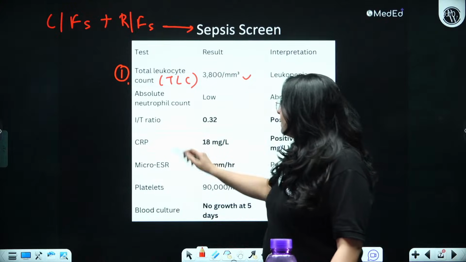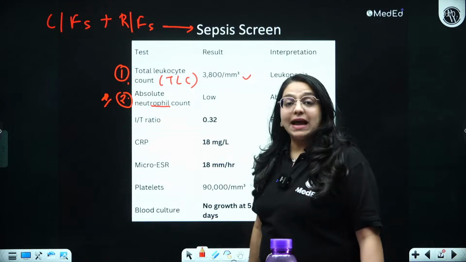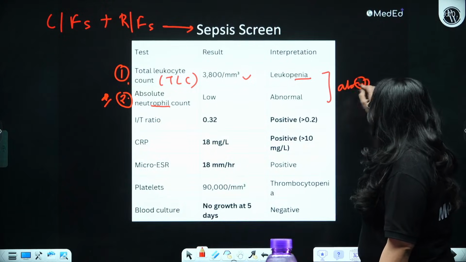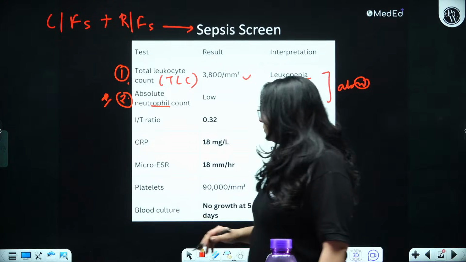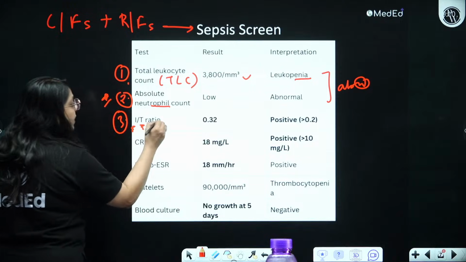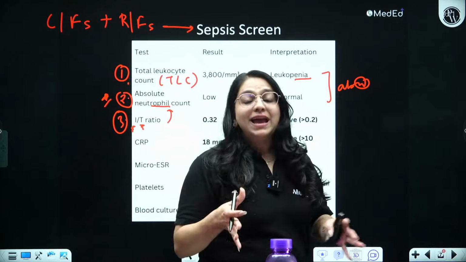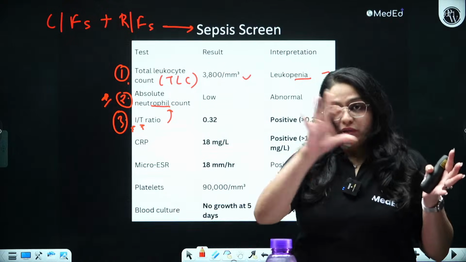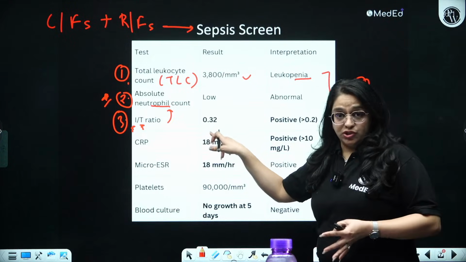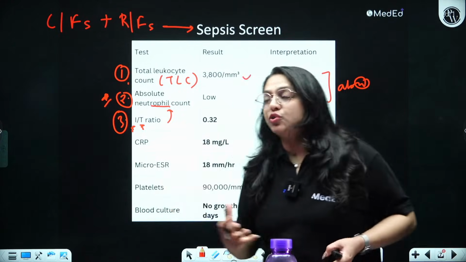Then you look for absolute neutrophil count, ANC. Very, very important is ANC. That is also low. So this is also abnormal. Two indices I have seen are abnormal. Then what is IT ratio? It is very important. Immature to total neutrophils. How many neutrophils are immature and how many out of total neutrophils, how many are immature? That ratio is also deranged. Increased means more and more abnormal and immature neutrophils are found.